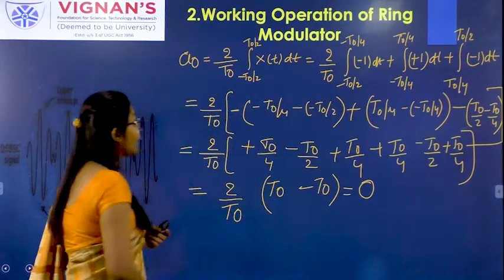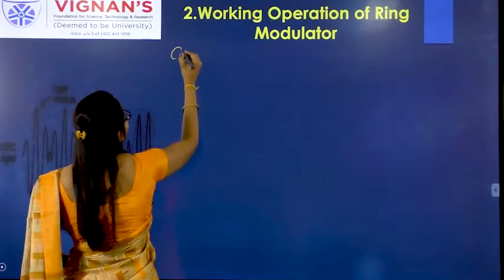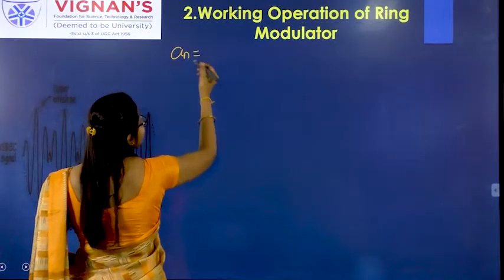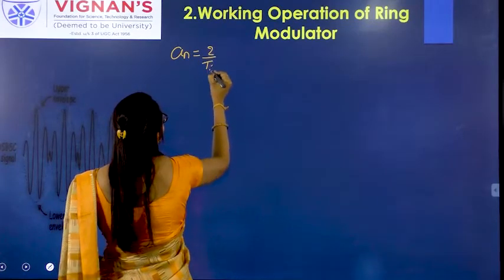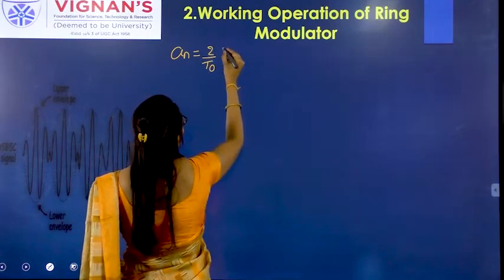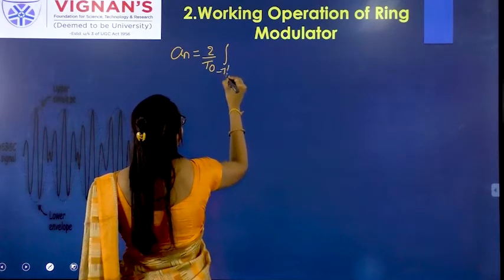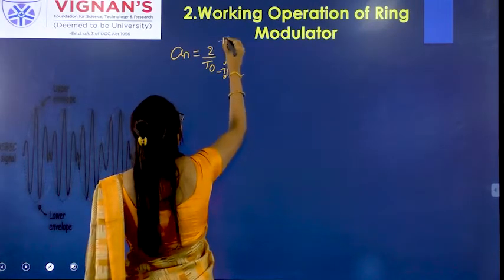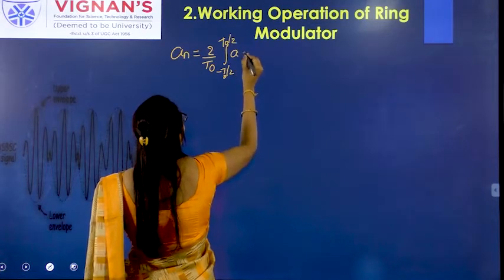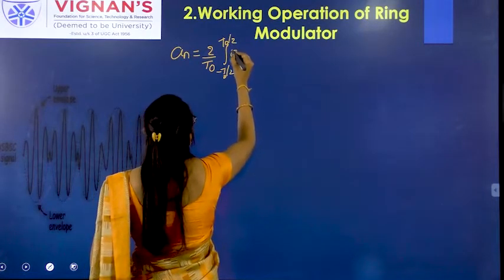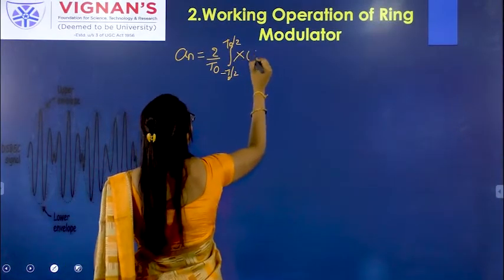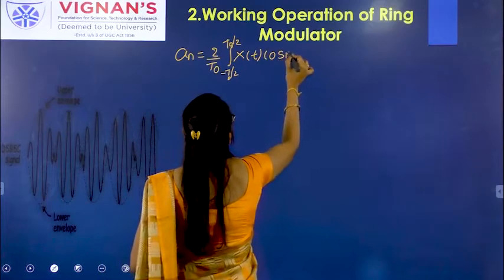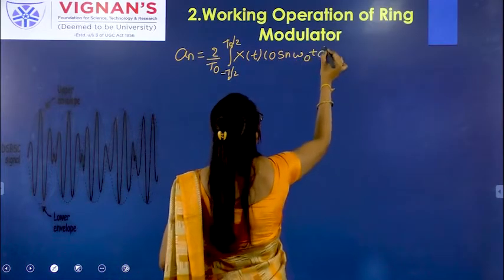Now we will find out the an value. So a naught was completed, and next again an. So an equal to same 2 by t naught. What is the n value? 2 by t naught integral over your time period, minus t naught by 2 to t naught by 2, x of t into cos n omega naught t into dt.